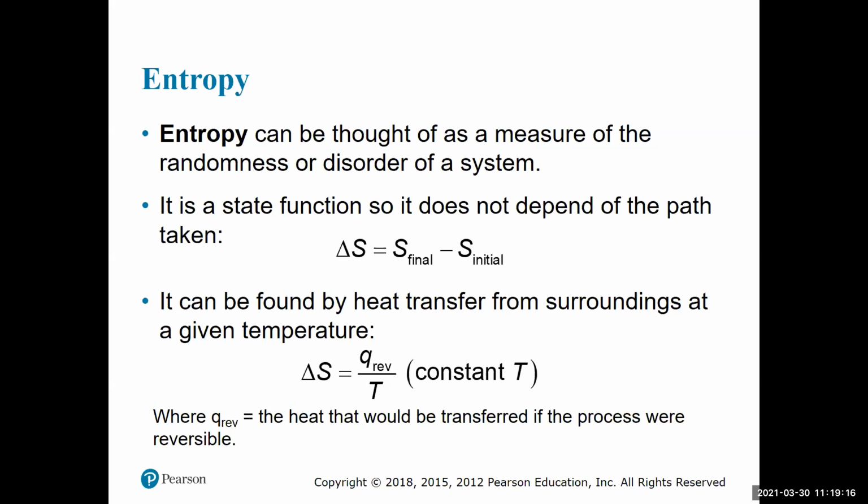And so we can find out what delta S is by understanding the heat transfer from the surroundings at a particular temperature. And remember when we talked about delta H values, Q was often the term we used for heat. So the Q reversible is the heat that would be transferred in the process if it were reversible. So we use those constants, which we can look up, and we can get that value divided by T, the temperature, and that tells us what that change in entropy is.